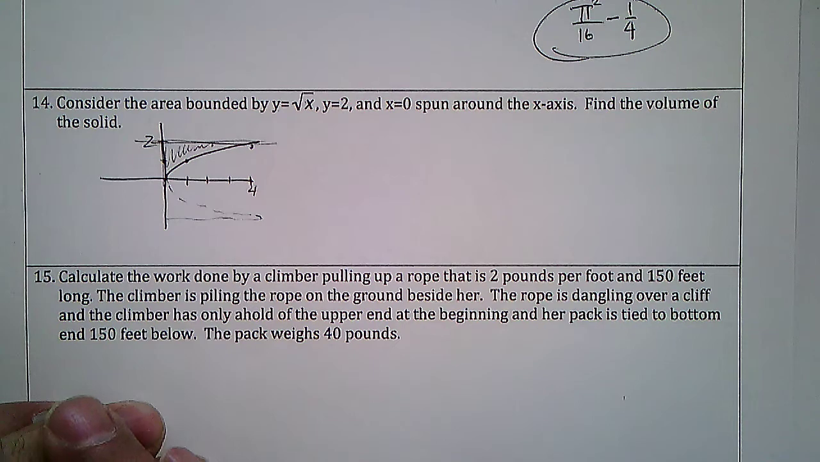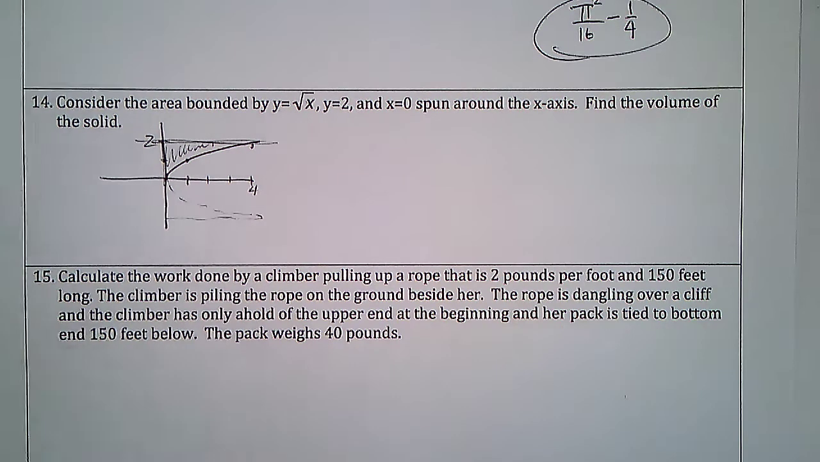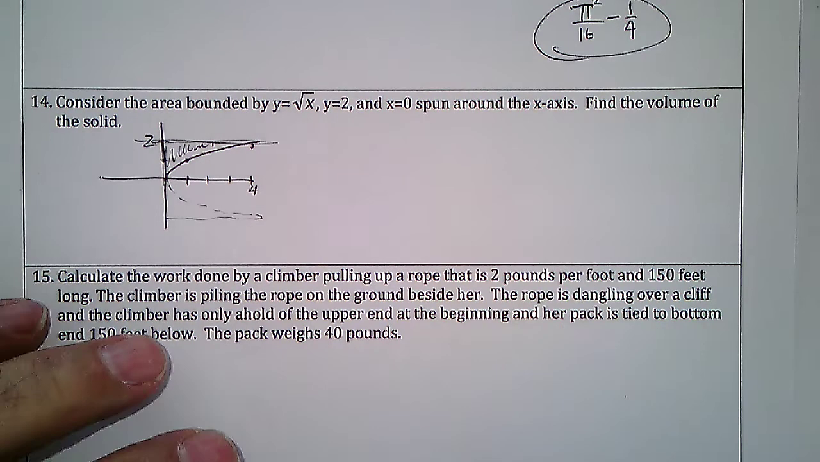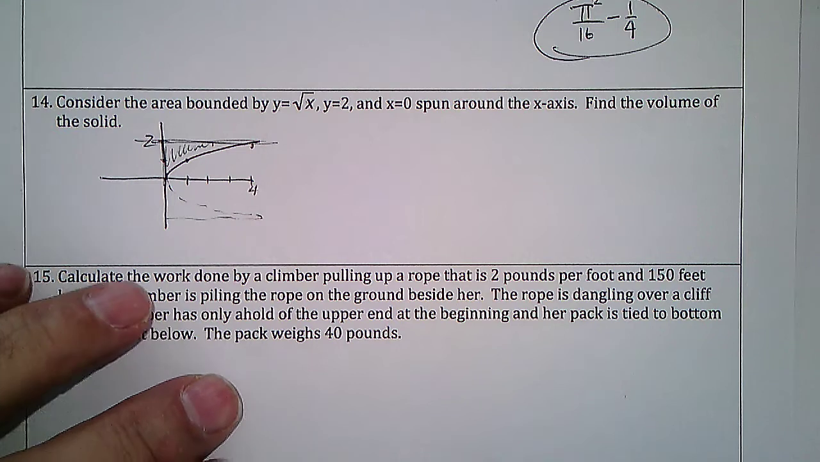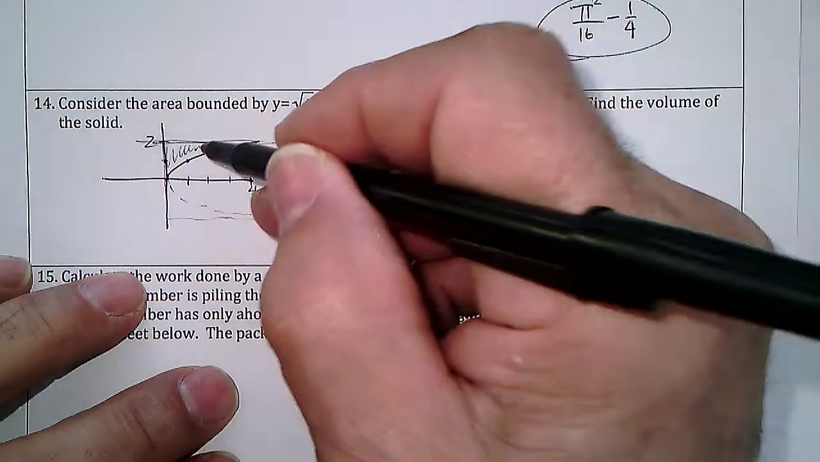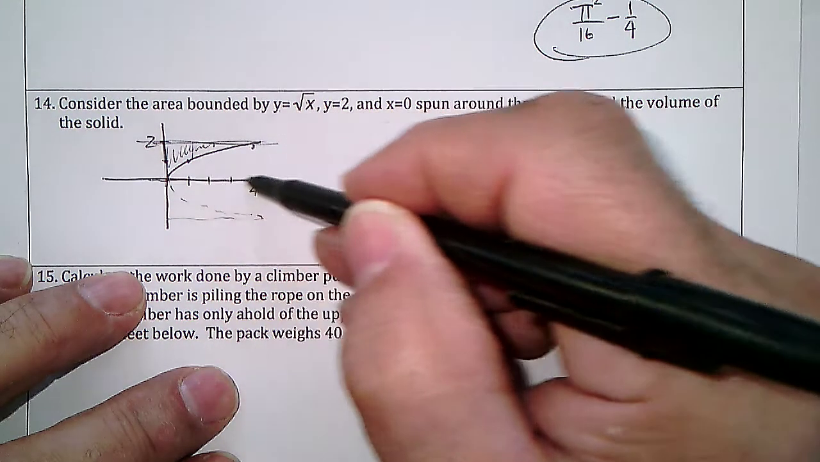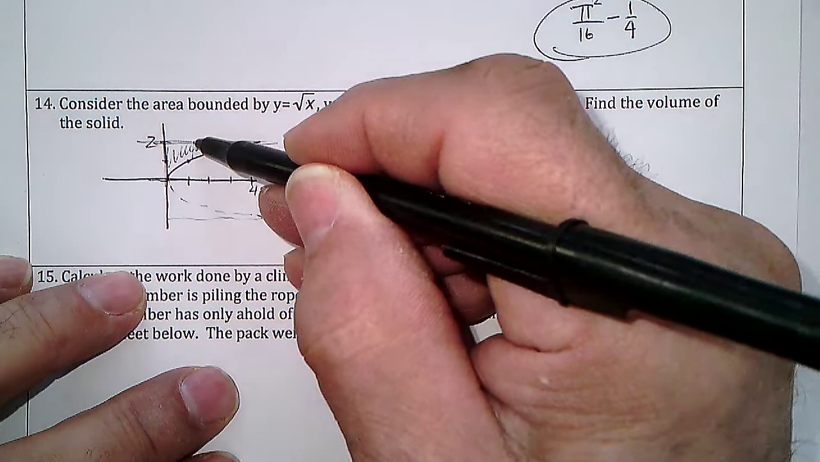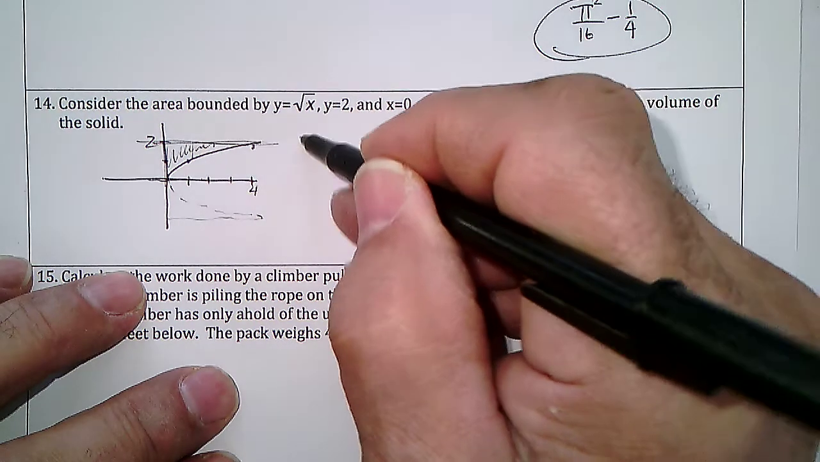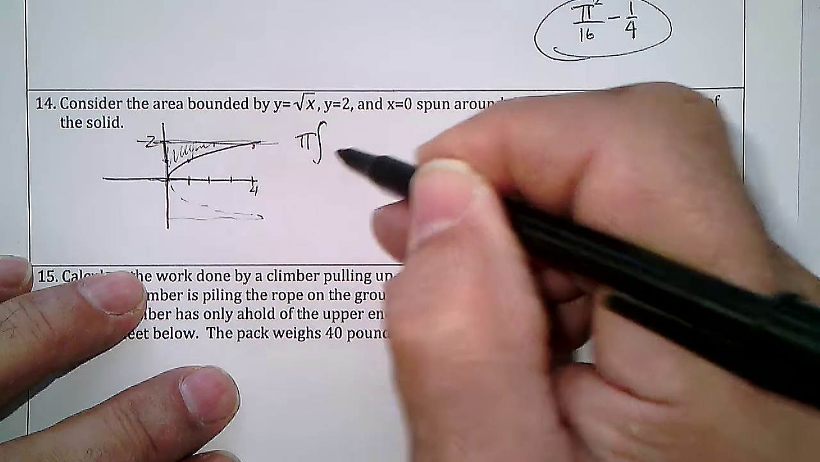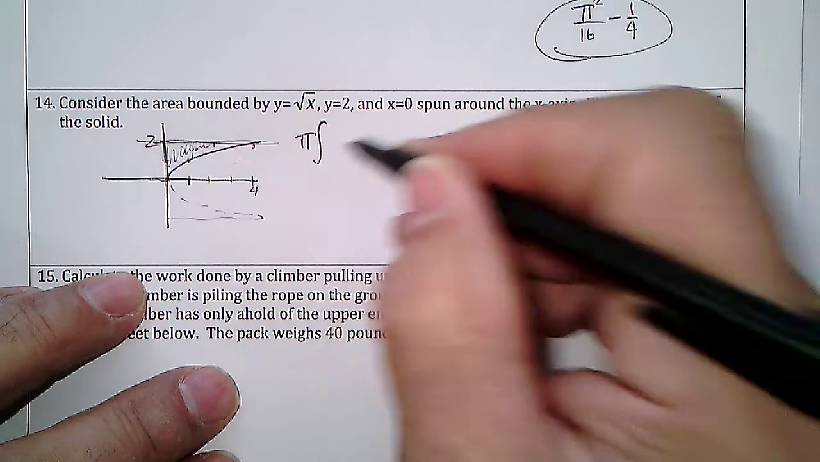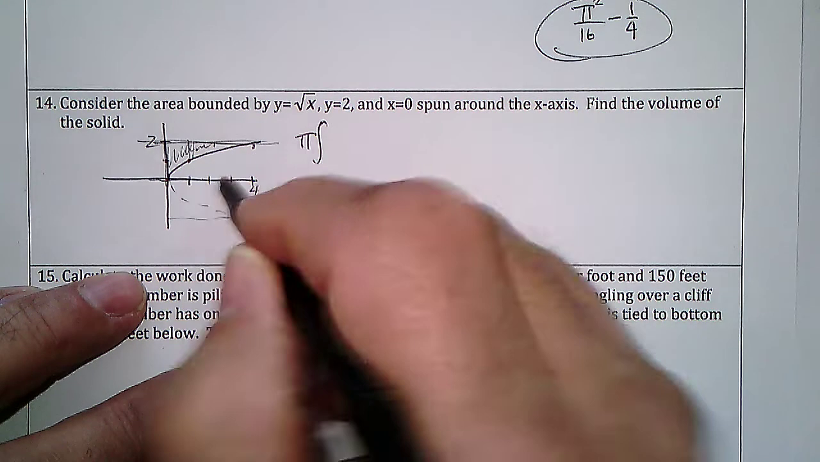Well, let's do disk method and shell method. I think the shell would probably be the easier, but I'm going to do disk to start with. So I have the large radius, that the center line is here, and the distance to the outside is always 2. So it's pi integral from, and see, the slices are going to be dx's.